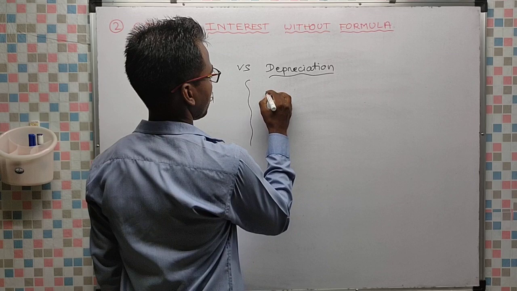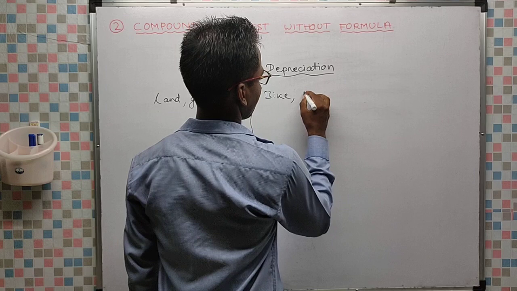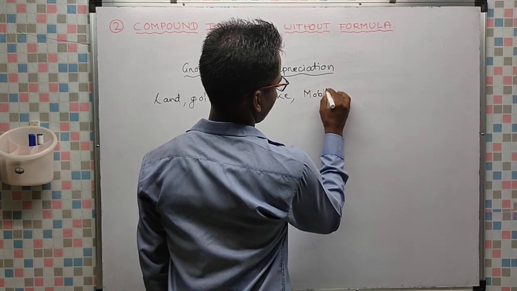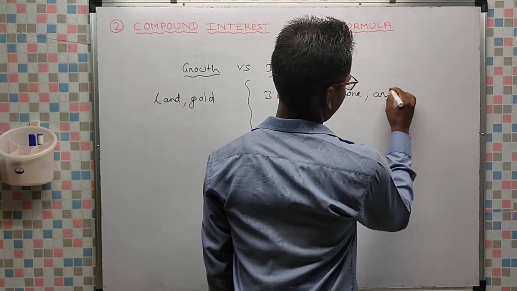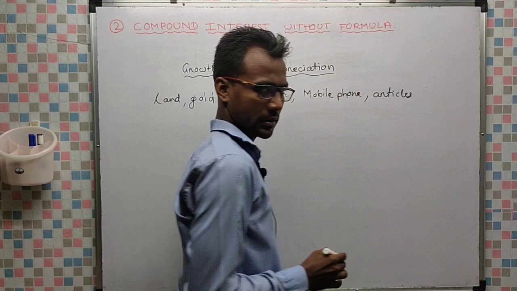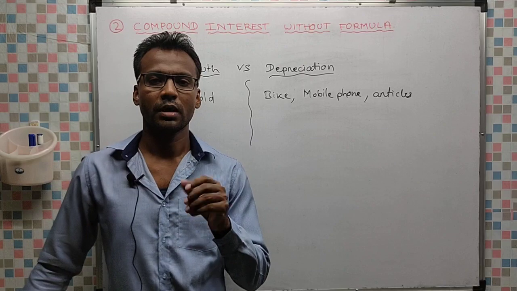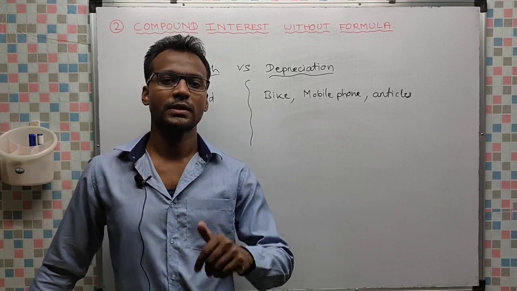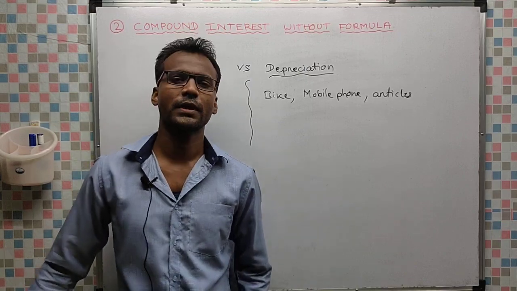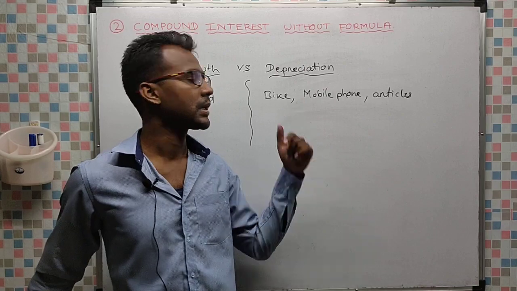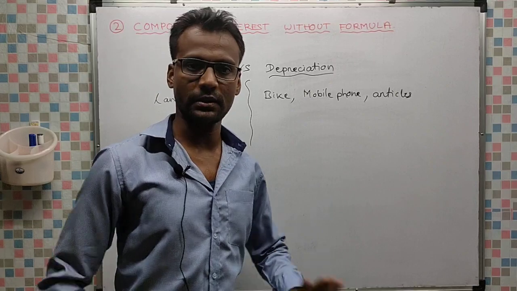Bike. Mobile phone. Articles, goods. If you buy any ready-made article, if you buy a refrigerator today by paying 20,000, if you use it for 5 years, after that if you sell it to any person, you will not get 20,000, you will definitely get less than 20,000. That is also an example of depreciation. So in case of growth, the value increases, in case of depreciation, the value decreases. Simple.